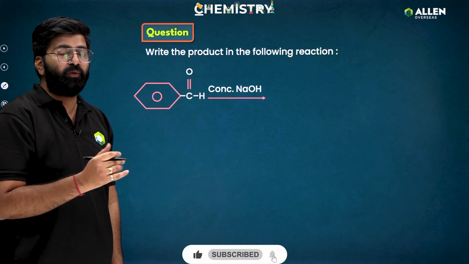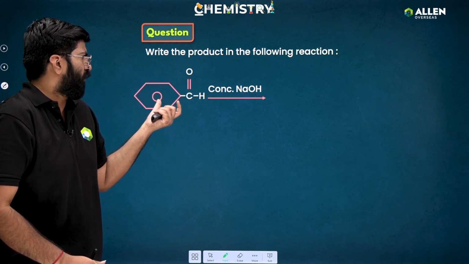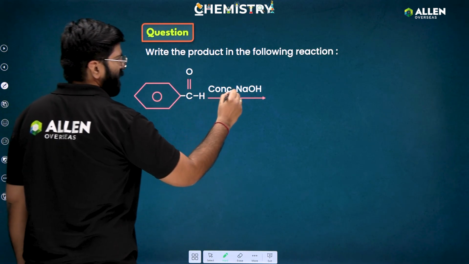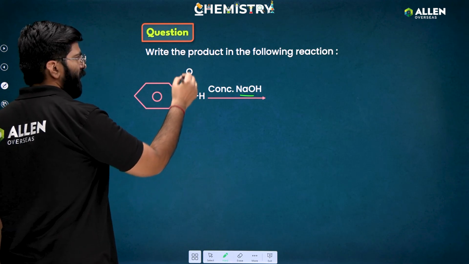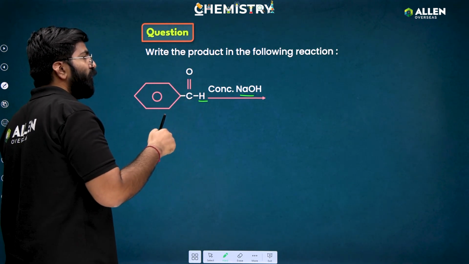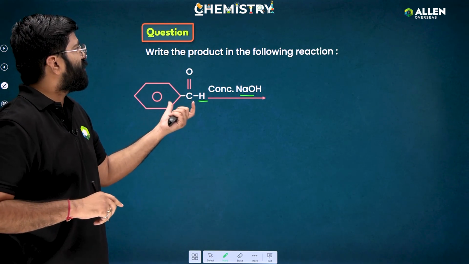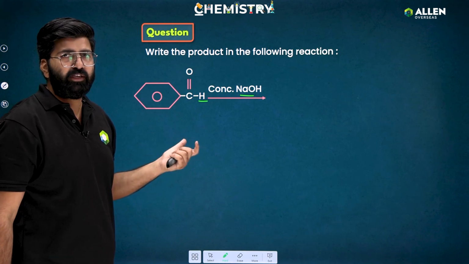In that situation only we can perform the Cannizzaro reaction. So let's see if that is given or not. Over here, obviously, concentrated NaOH is given. Now over here, an aldehyde is given. There is no alpha hydrogen. And over here also, if you see, there is no alpha hydrogen present. That's why this reaction can give you Cannizzaro's reaction.